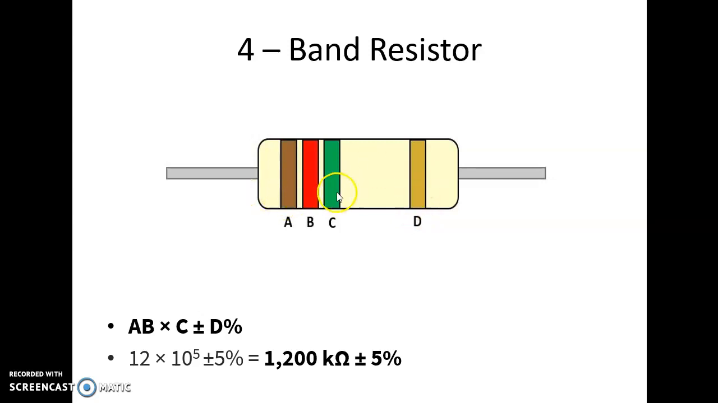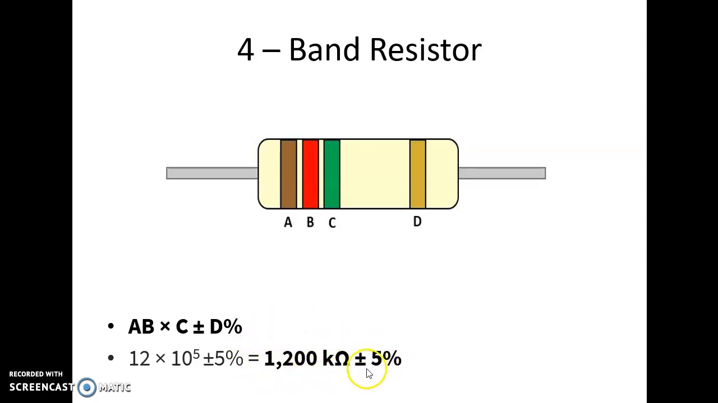First of all, we'll see how to decode it. The first two bands give the number, A and B, and the third band gives you the index. You can see A is brown, and brown has a code of 1. B is red, and red is 2. So I've written 1, 2 into 10 raised to something. C is a green color. Green has a code of 5. So it is 10 raised to 5. So 12 into 10 raised to 5, which is nothing but 1200 K. In this way we can find out the value of the resistance.